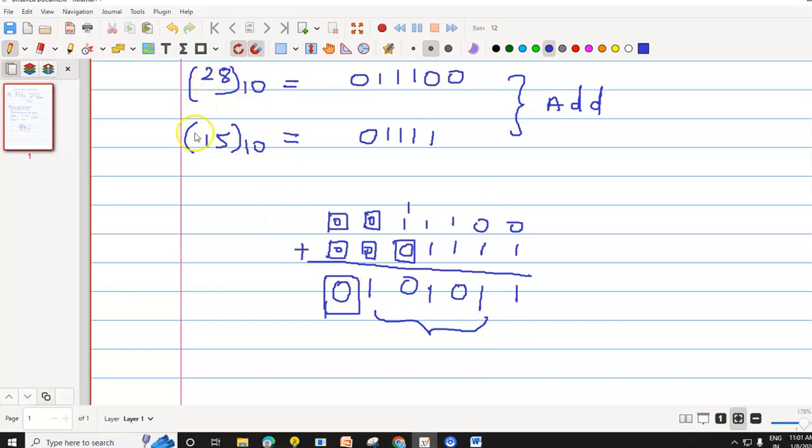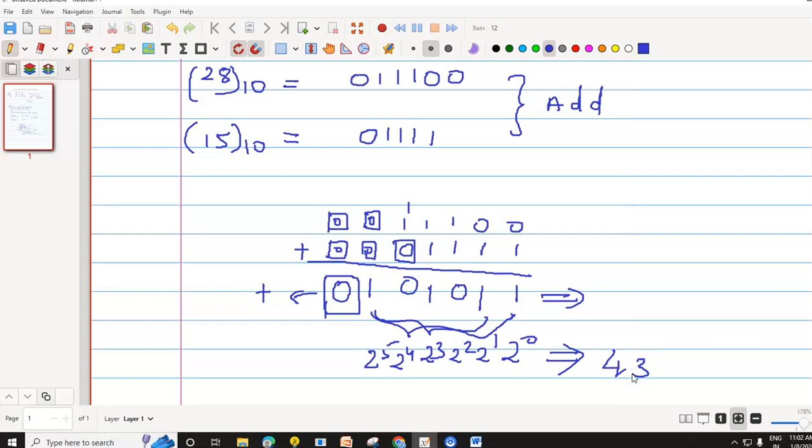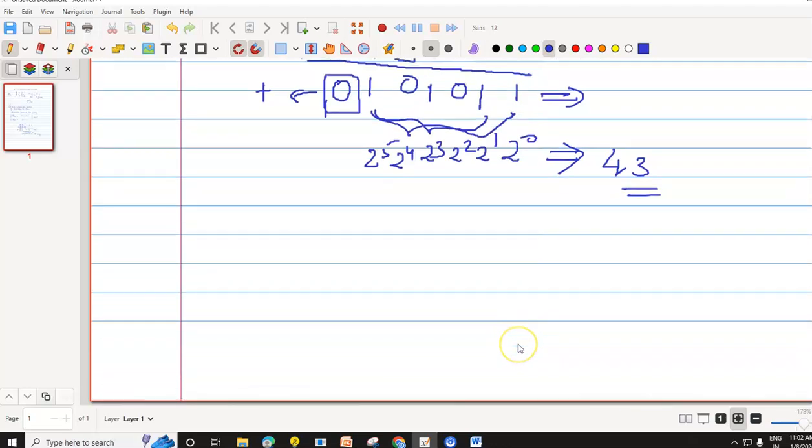We know that for 28 plus 15, the answer is going to be positive. Now let us see the magnitude. The weights are 2 raised to 0, 2 raised to 1, 2 raised to 2, 2 raised to 3, 2 raised to 4, and 2 raised to 5. Wherever 1 is there, you just add it, and it comes out to be 43. So this is our answer. Now we take the second possibility.